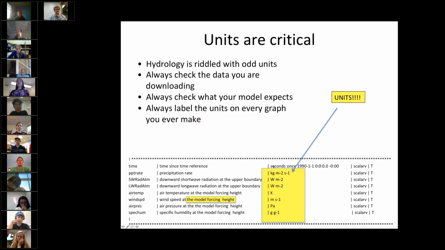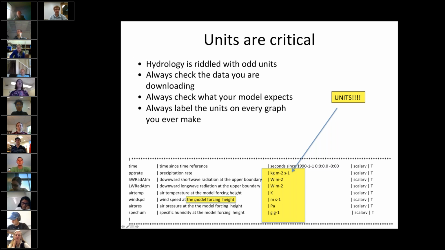Okay. First thing, units. I think that somebody already mentioned what's the number one thing you can do wrong in hydrology. Yeah, wrong units are the bane of everyone's existence. Hydrology is riddled with odd units. You will find weather stations that measure some things in metric and other things in English and everything in between. You want to check both the data you're downloading and what your model expects. So this is what the SUMMA model expects.